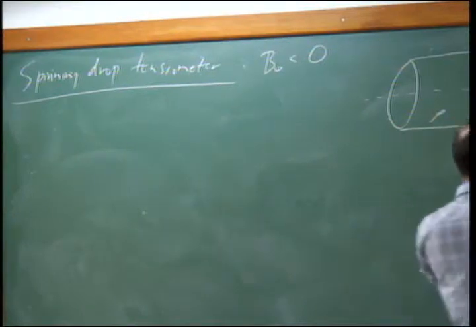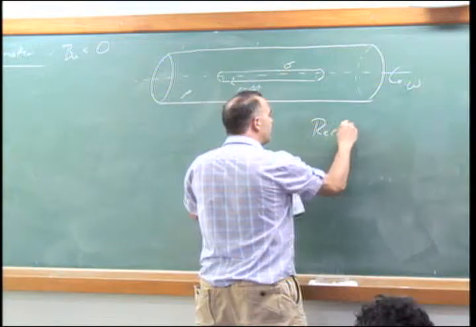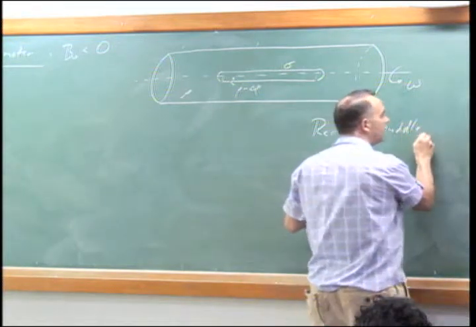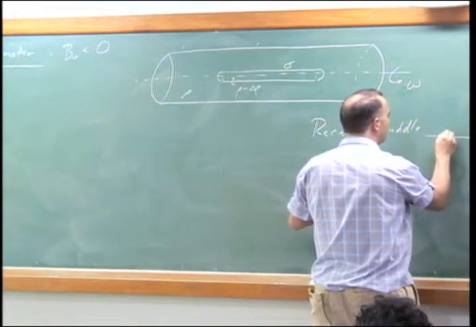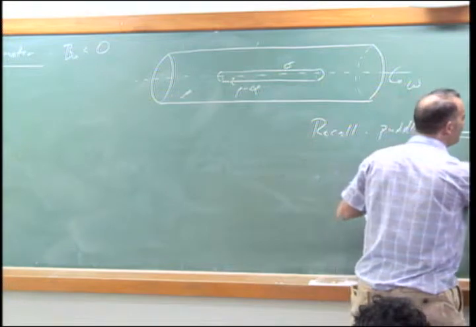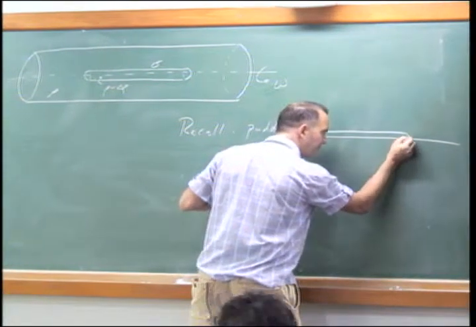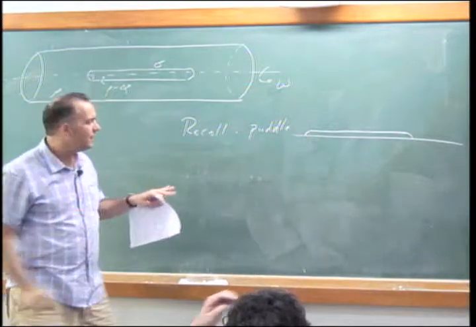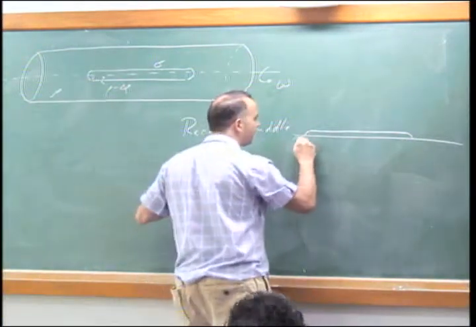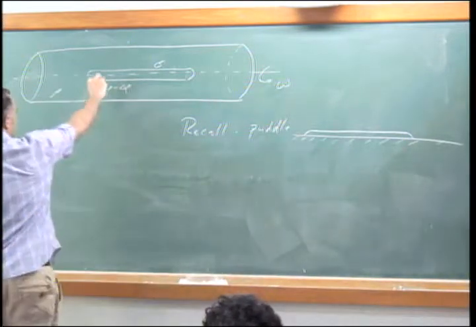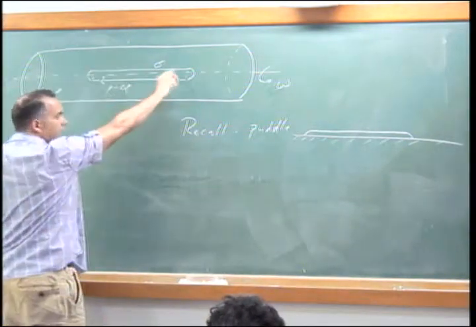Okay, so if we recall for a puddle, we argued that a puddle is going to be flat everywhere, and then just have these little regions at the end where curvature forces can balance hydrostatic pressure. The same is true here. You basically get a cylinder with spherical caps.